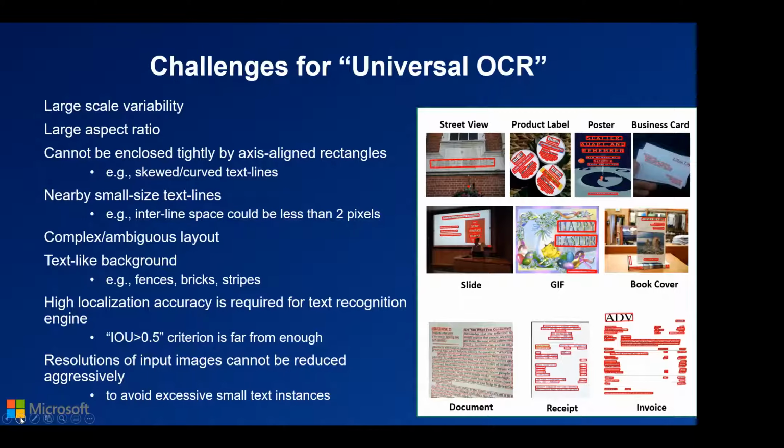The localization accuracy for OCR is also very high. In typical object detection, IOU greater than 0.5 is usually sufficient, but for text lines, even 0.9 is probably not enough, because if you miss one or two characters, you just got it wrong for the OCR part. And the resolution of the input image needs to be maintained at a very high level to avoid excessively small text instances.